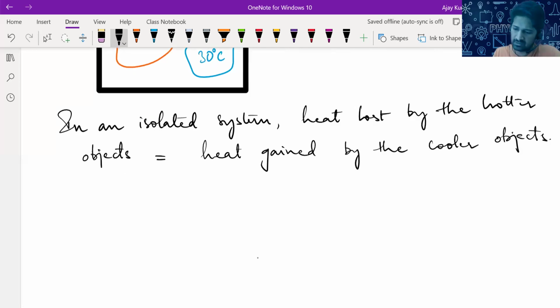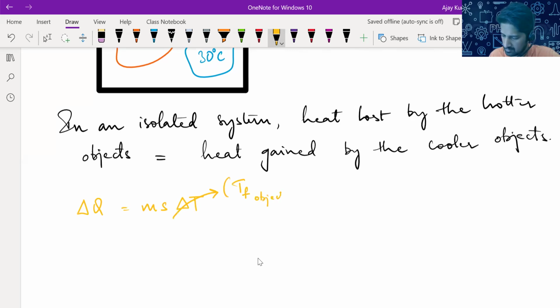Fine. Now, we discussed this formula, delta Q is equal to m s delta T. Remember, in this formula, delta T is the temperature change of a given object, of one object. So basically, it is the final temperature of the object minus the initial temperature of the object. You will have to write it this way only. You cannot interchange. You can't write it as initial minus final. Okay, delta T means temperature change.